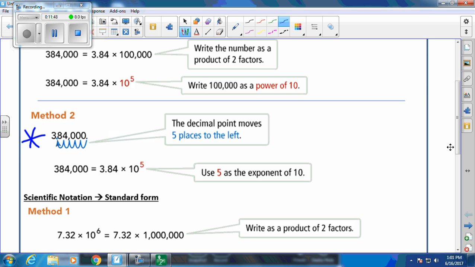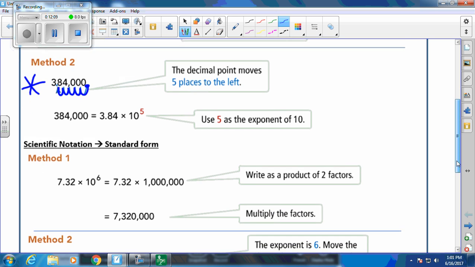So what they're doing is they're saying, we're going to take the decimal point and move it from behind the 0 to between the 3 and the 8. 1, 2, 3, 4, 5. So because I moved it 5 places to the left, I'm going to rewrite it as 3.84 times 10 to the 5th. Now the number's in scientific notation.